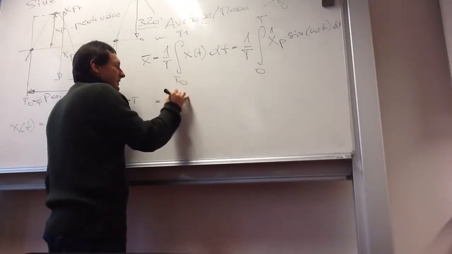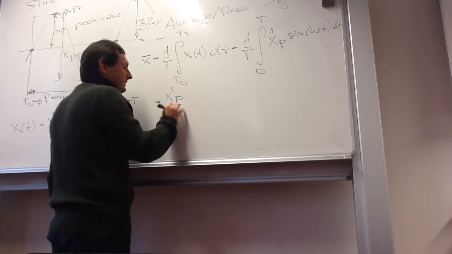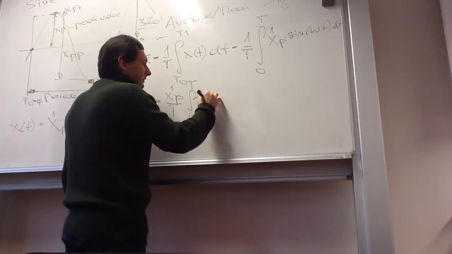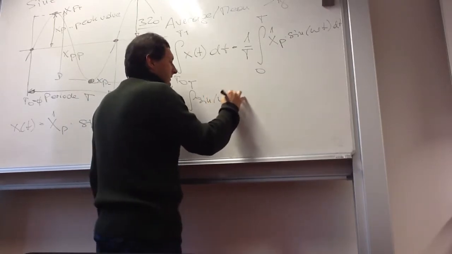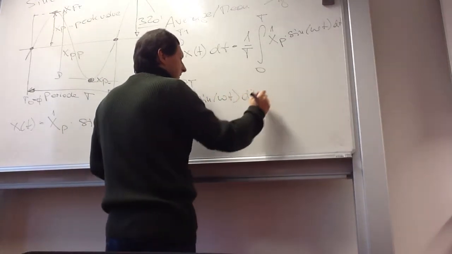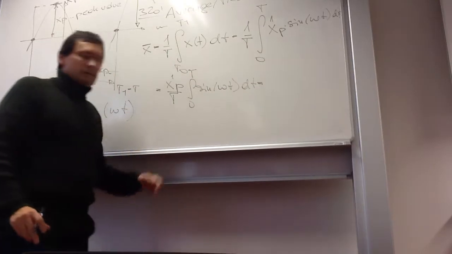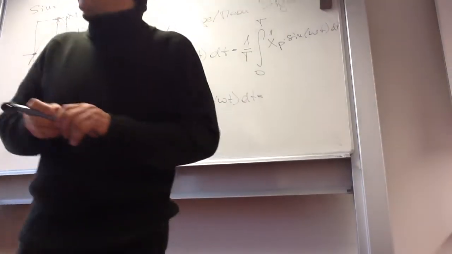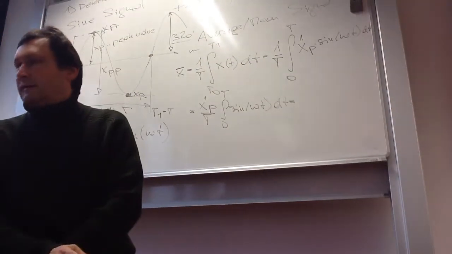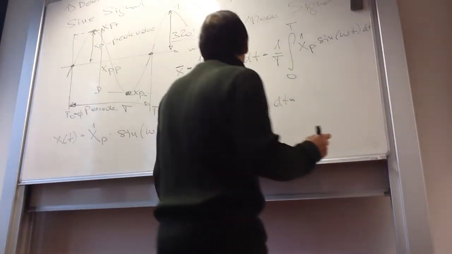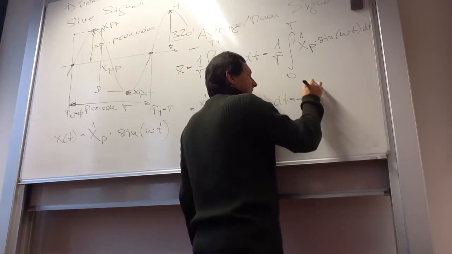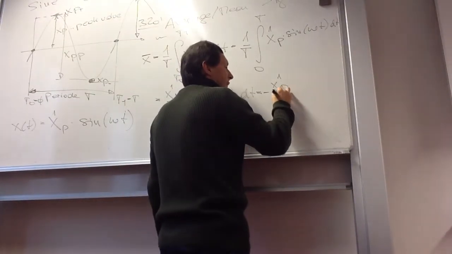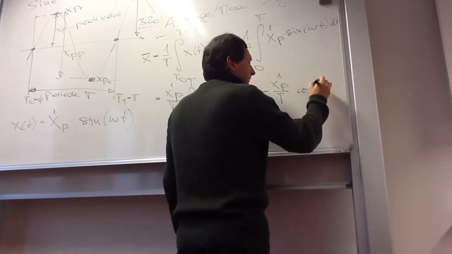So it's actually xp over T times the integral from 0 to T of sine omega t dt. What is the integral of the sine function? Cosine. So it's minus xp over T times cosine.